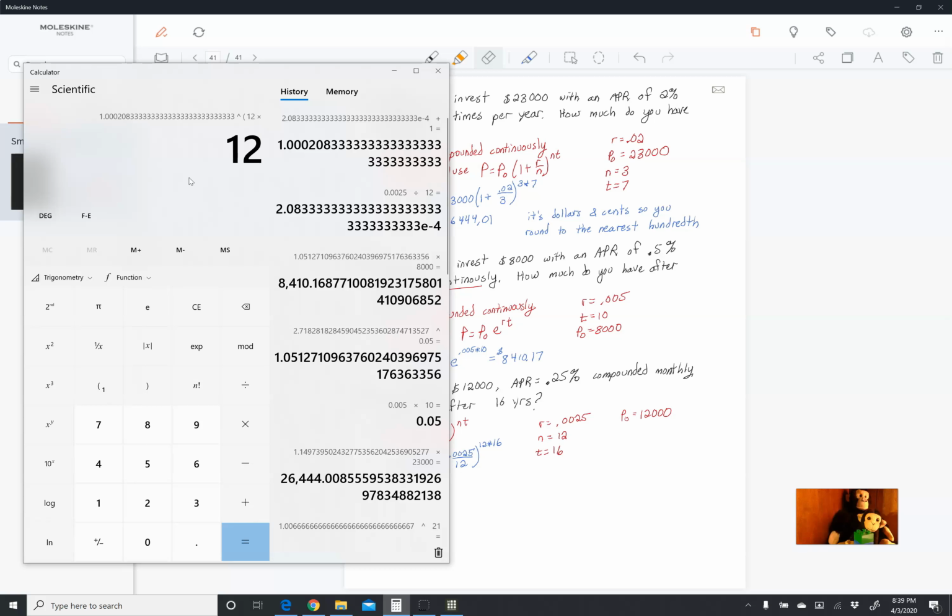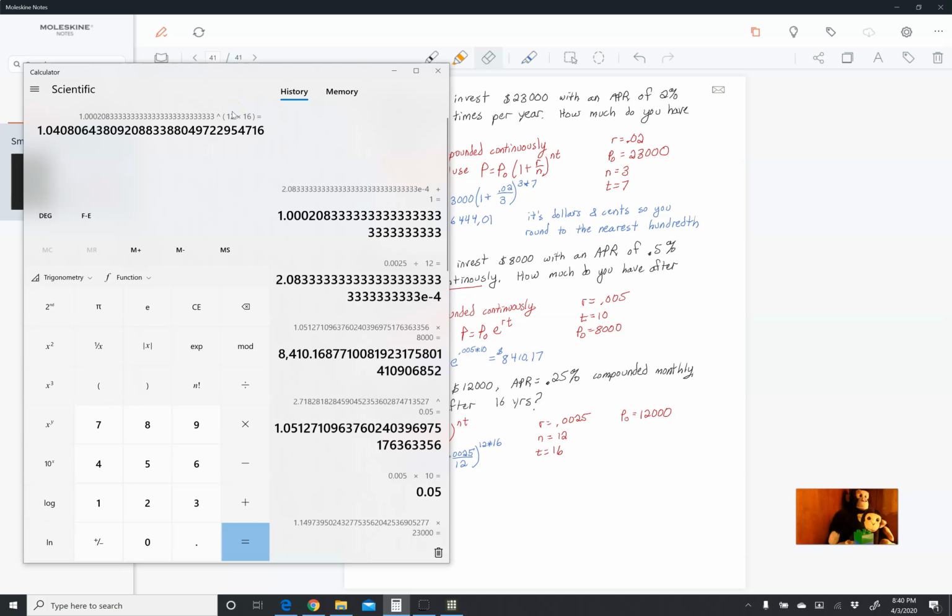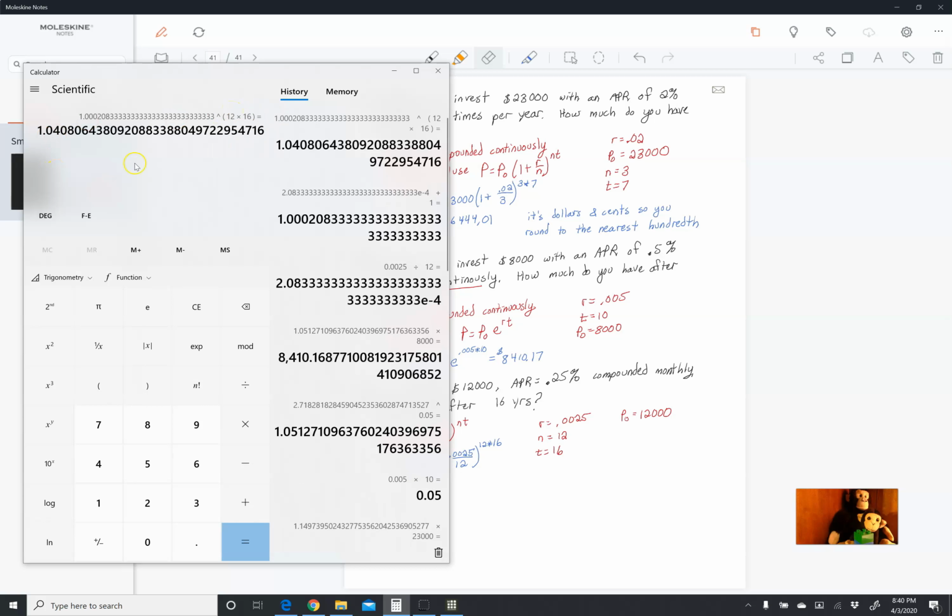So you have to put the 12 times 16 in parentheses. Otherwise, it's just going to raise it to the 12th first, and then it'll multiply by 16. So this 12 times 16 has to go in parentheses. And then notice you just get a number a little bit above 1. That's the way it should be, okay? If you got something much above 1, then you did something wrong. And then we're going to multiply by 12,000.